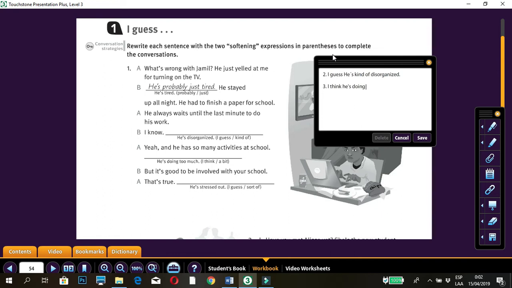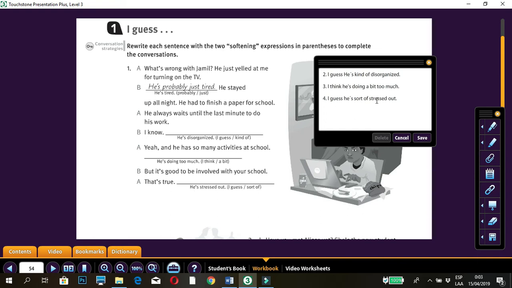Okay. I think he's doing a bit too much. I guess he's kind of stressed out. Está un poquito estresado, creo. I guess he's sort of stressed out. Sort of. Okay. Sort of is the same as kind of.